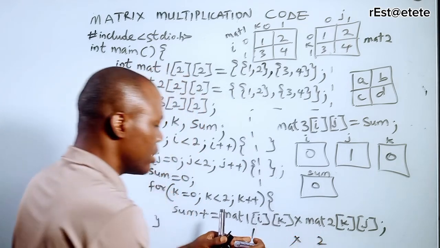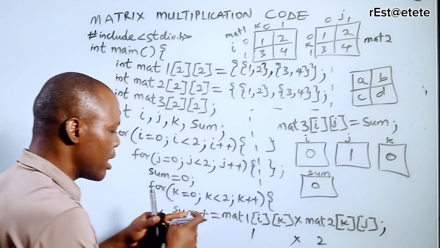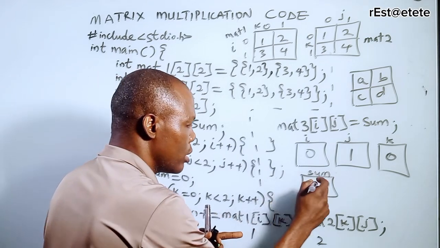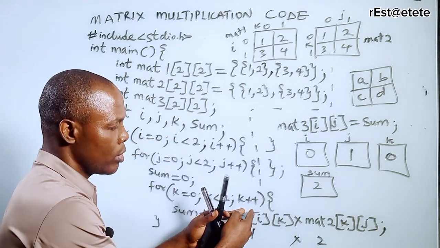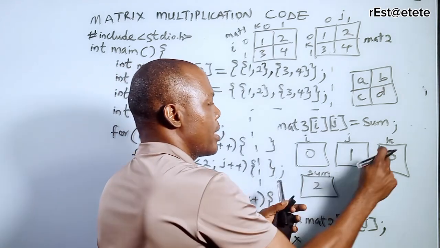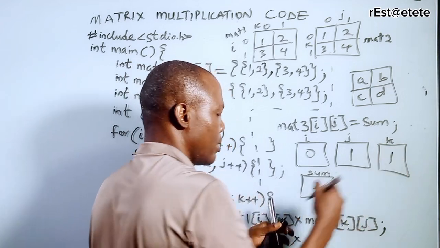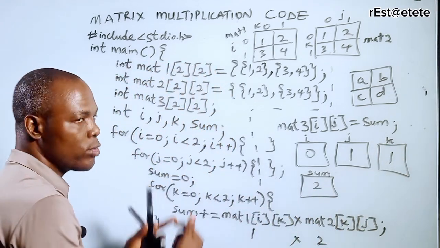So this time this gives you 2, and then you assign it to this place. So this one becomes 2. Then you increment K to 1. K becomes 1, then you test the condition. 1 less than 2, that is true.